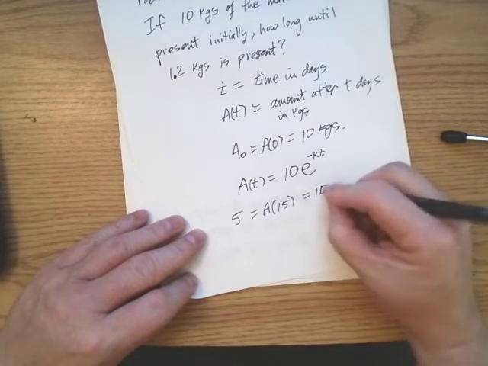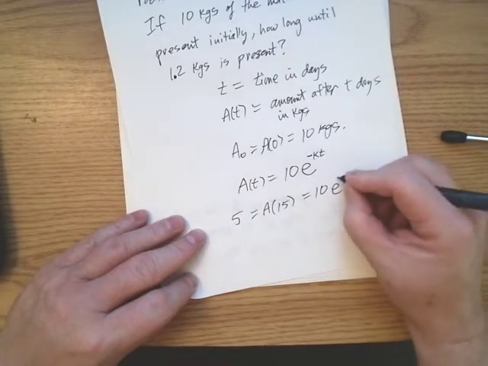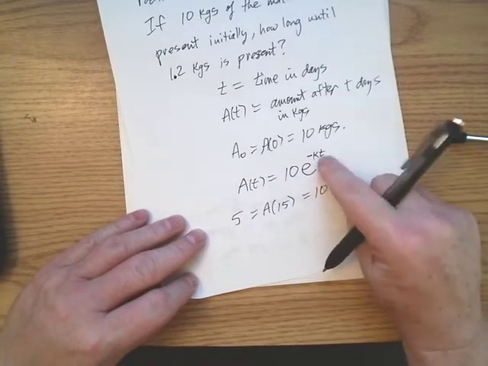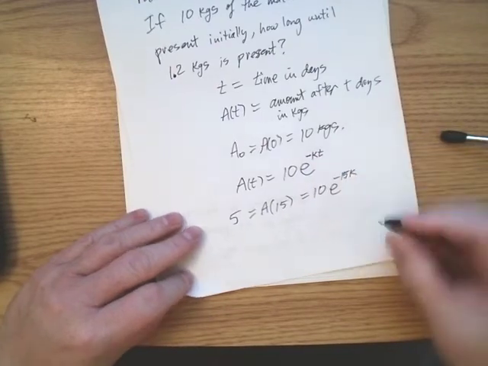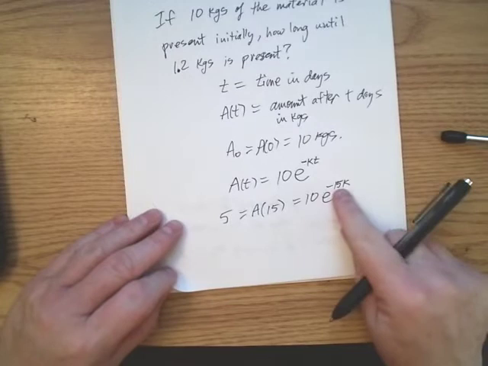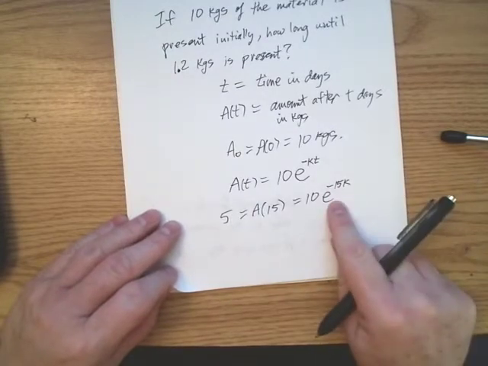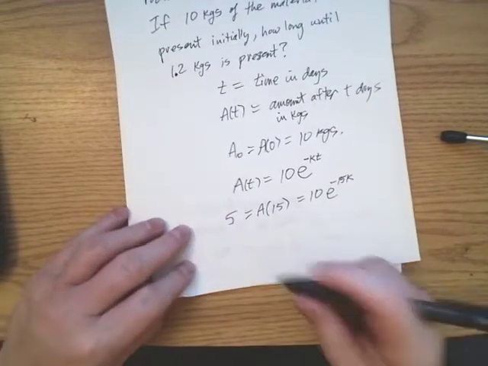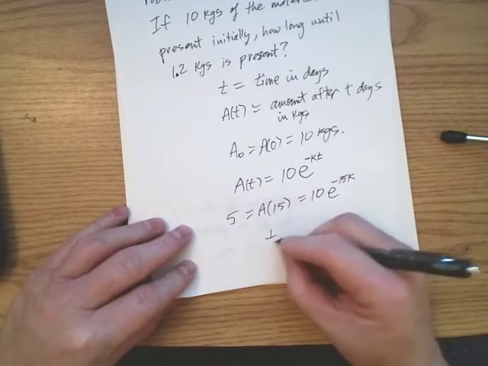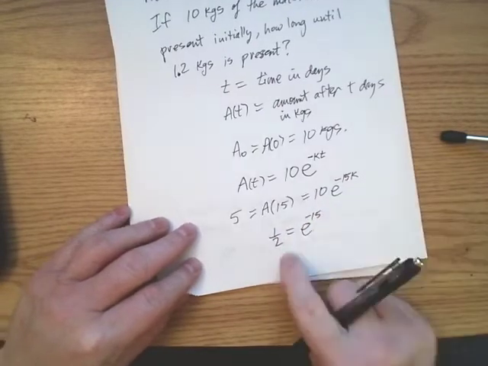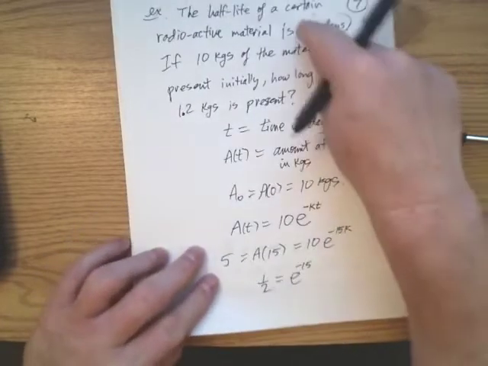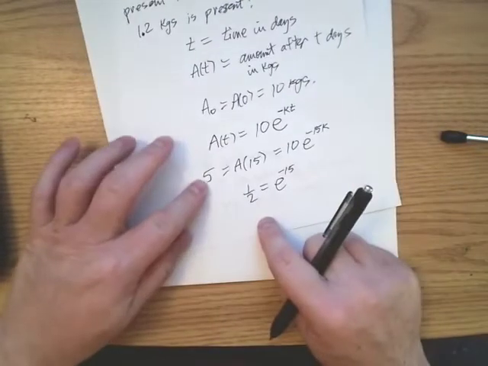So that should be 10 e to the... Instead of writing K15, I'm going to write 15K there. I usually write the number before the variable here. Now, if I divide on both sides by the 10, I get 1/2. Now, this makes sense. Where did the half come from? Well, I'm using the fact that it's a half-life, really.